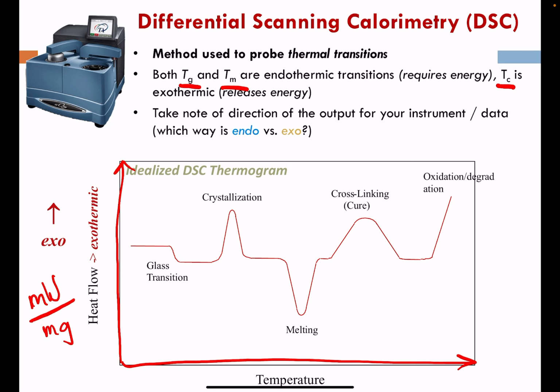Typically, an exothermic direction is indicated on the graph, where positive peaks indicate an exothermic process and negative peaks or wells indicate an endothermic process. So it's important for the user and the student graphing these plots to label which direction is endothermic or exothermic.